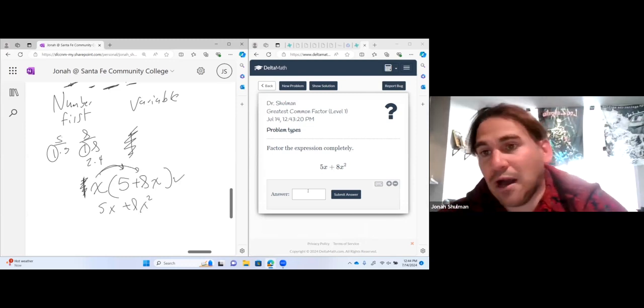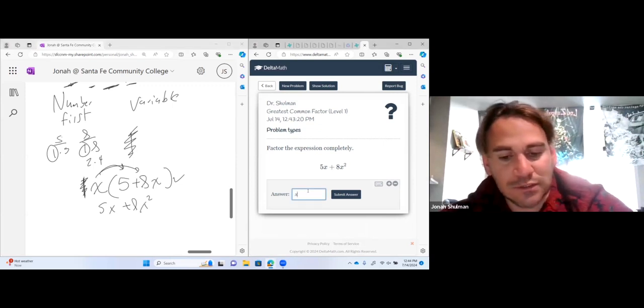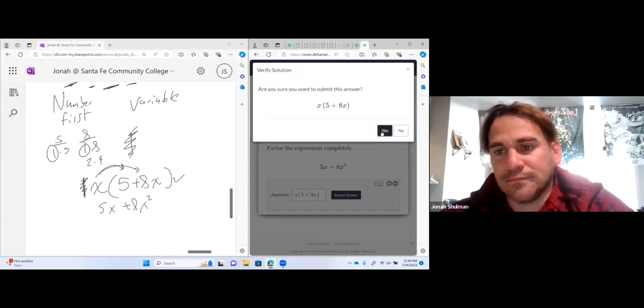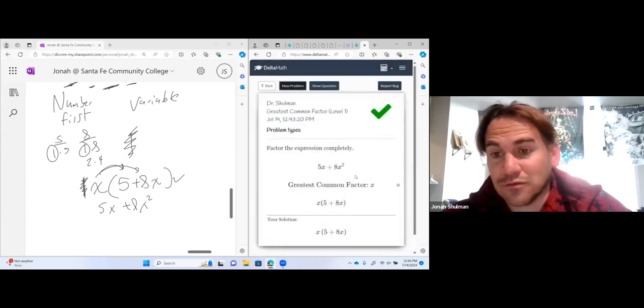So factoring is just the opposite of distributing, and it's nothing crazy. x, 5 plus 8x. Little geometry, little algebra.